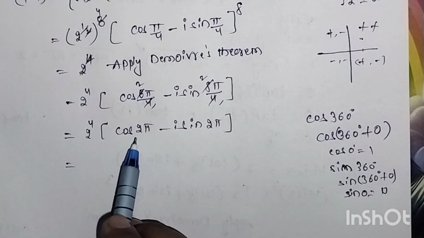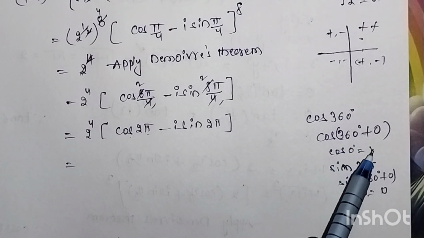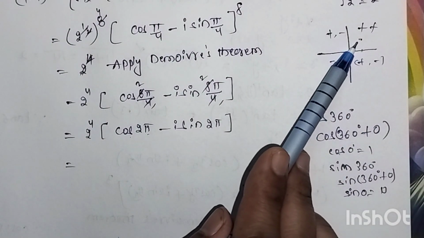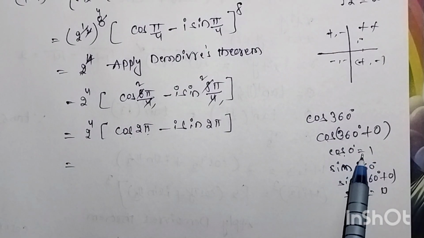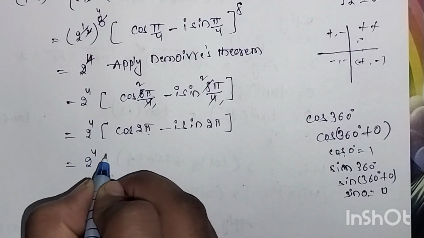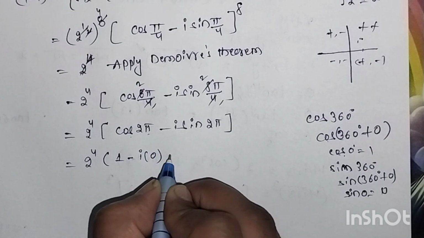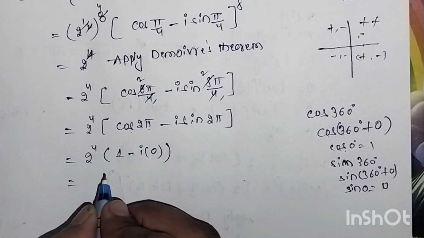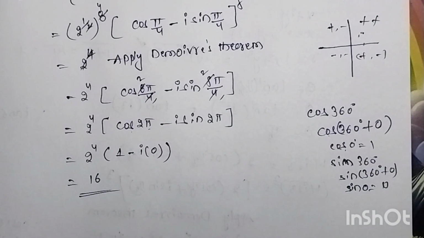That equals cos 2 pi, that is 360 degrees. 360 degrees can be written as 360 plus 0. So cos 360 degrees is in the first quadrant, and it is positive. So again cos 0 comes, cos 0 equals 1. 2 power 4 into 1 minus i of 0, sin 2 pi is 0 here. So 2 power 4 means 16. So 16 into 1, again 16. So this is the solution of the second problem.